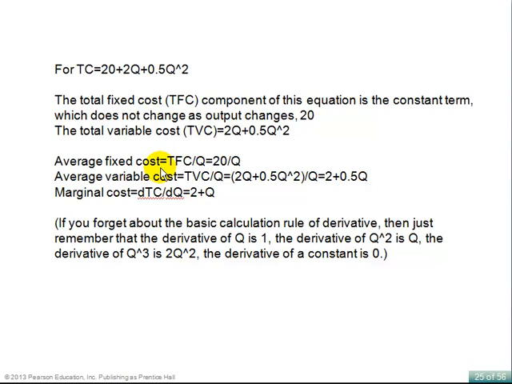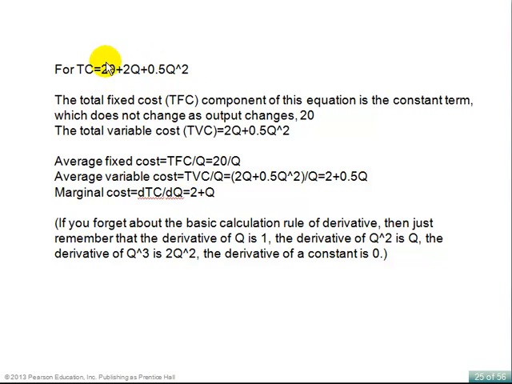Average fixed cost is total fixed cost, 20, divided by Q, so we get 20 over Q. Average variable cost is the total variable cost, 2Q plus 0.5Q squared, divided by Q, then we get 2 plus 0.5Q. Marginal cost again is dTC over dQ, we get 2 plus Q.